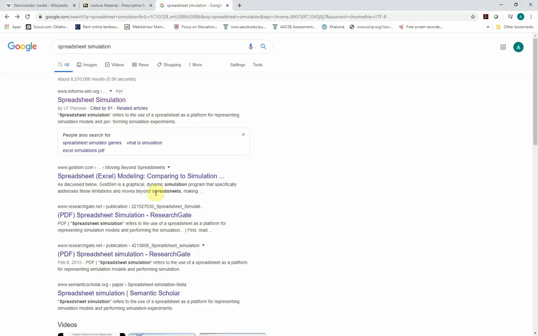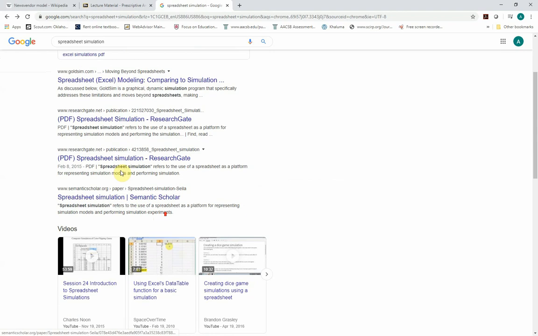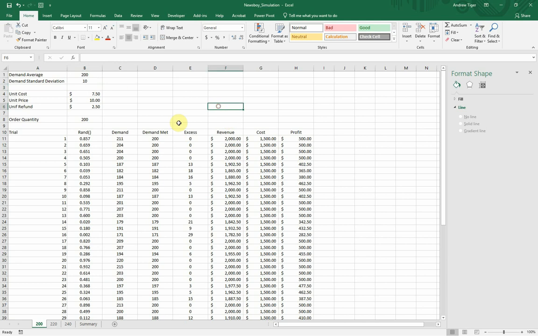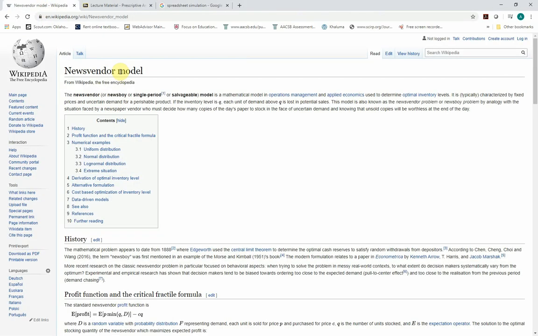So you can go do research on spreadsheet simulations. Again, there's tons of videos out there. You can see how to do that. The problem that we're actually going to solve in class in this video is the Newsboy problem. It's the news vendor or Newsboy problem, and if you do a search on that, it's an inventory problem. You can solve this using equations, but we're going to solve it using spreadsheet simulation.